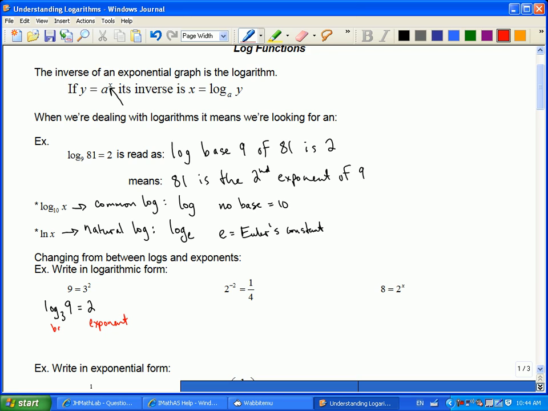This is the base. And this is my number that's base to exponent. So this should become second nature to you at some point. You shouldn't need to refer to that little diagram.